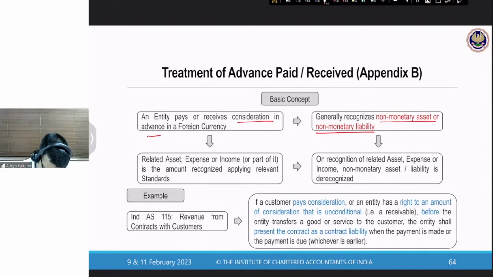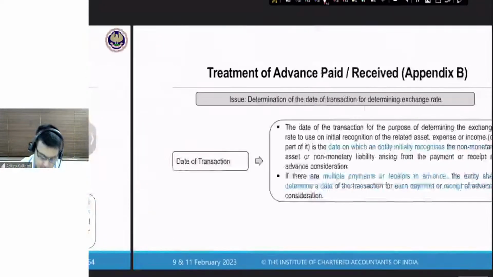On recognition of the related asset, expense or income, the amount recognized is determined by applying the relevant standards, and the non-monetary asset or liability is derecognized. If a customer pays consideration, and the entity has a right to an amount of consideration that is unconditional before the entity transfers the goods, present the contract as a contract liability. We gave a liability of 1,440.